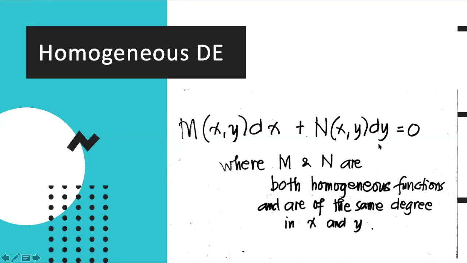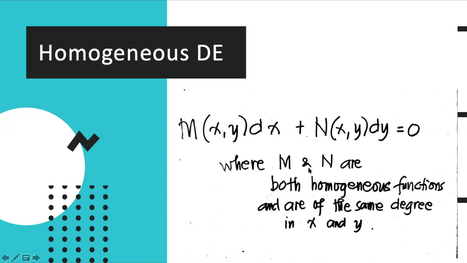Can you see the mouse pointer here? Suppose we have this first order differential equation in the form of M of x and y dx plus N of x and y dy equal to 0, where M and N are the coefficients of dx and dy. So M is the coefficient of dx, and N the coefficient of dy.